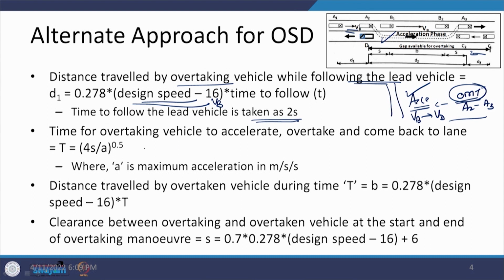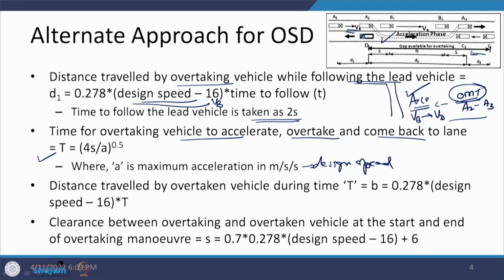Then comes the time for the overtaking vehicle to accelerate, overtake and come back to the lane. Here we have to find this time, and it is given as t equals the square root of 4s divided by a, where a is the maximum acceleration in meters per second square at the design speed. We are going to move at a particular speed here. So how is this value calculated?